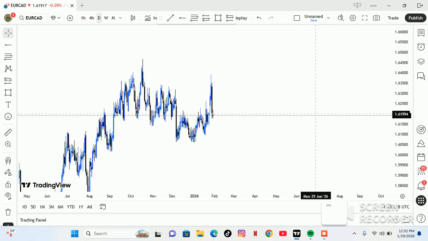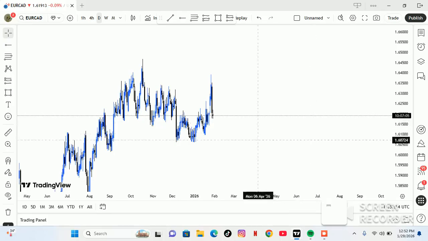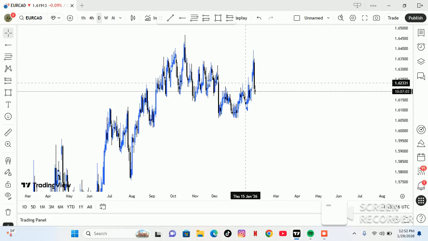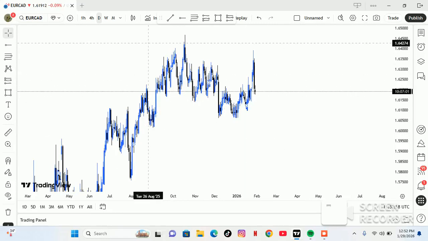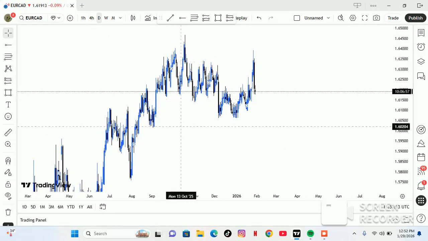Yeah, and I'm doing a quick breakdown of this Euro card trade I took yesterday. It's actually a loss though, but I'm doing a breakdown to show why I took this loss and what happened. So you guys should work with me. So let's go. First of all, we are on the daily time frame.